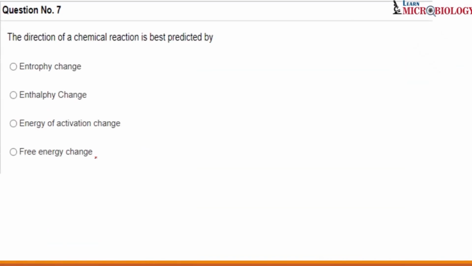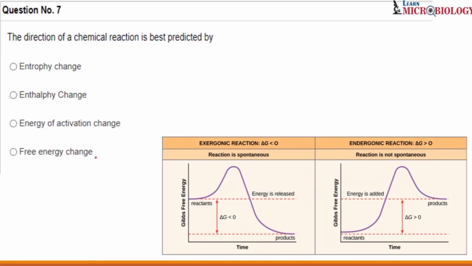Shall we move to the next one? I think we'll do one or two questions more. Okay, coming to question number 7. The direction of chemical reaction is best predicted by. Okay, so this particular enthalpy, entropy and free energy, all those topics we have been studying from our 12th standard. Okay, I'll just discuss this.